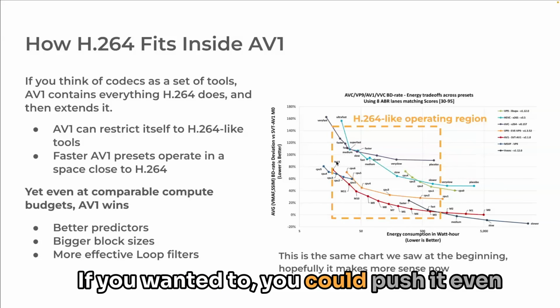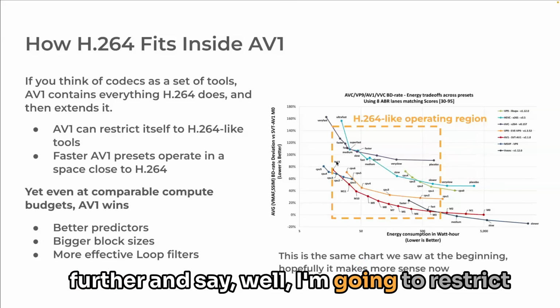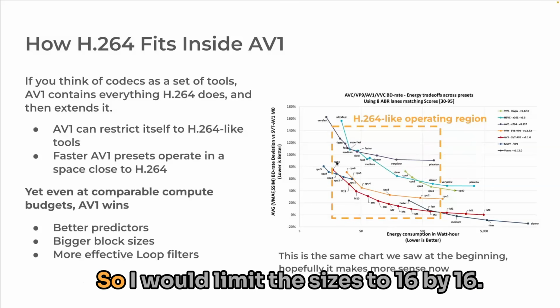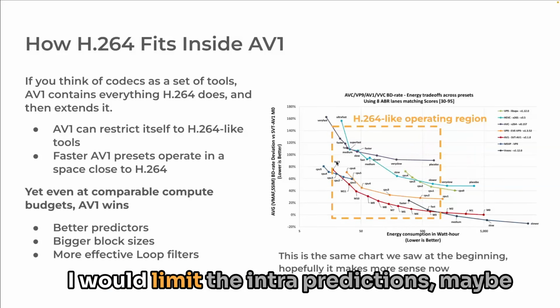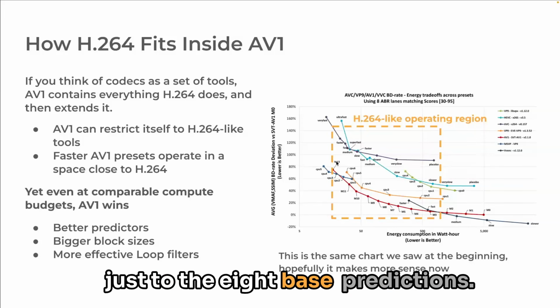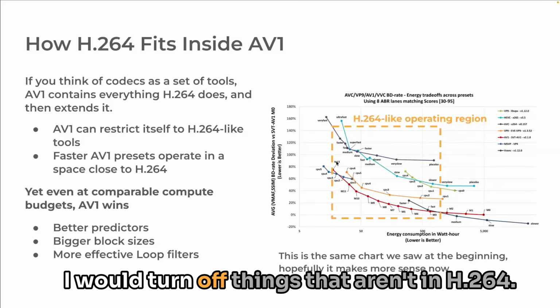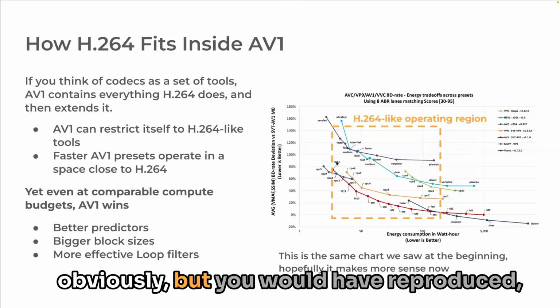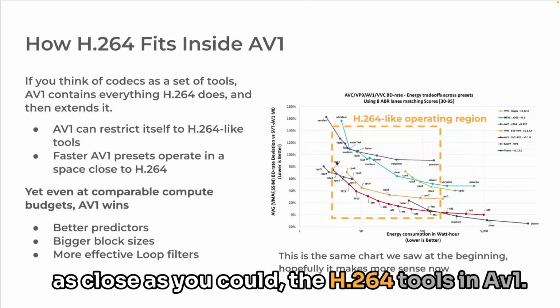If you wanted to, you could push it even further and say, well, I'm going to restrict AV1 to run in an H.264-like set of tools. So I would limit the sizes to 16 by 16. I would limit the intra predictions maybe just to the 8 based prediction, I would turn off things that aren't in H.264. It wouldn't be an H.264 compatible bitstream, obviously, but you would have reproduced as close as you could the H.264 tools in AV1.